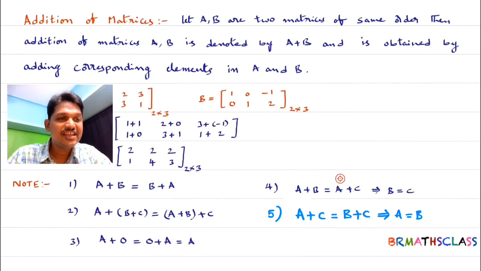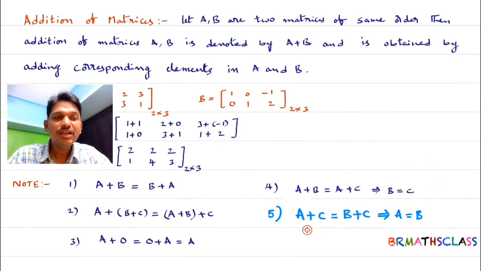Here A is there, here A is there. A plus B equal to A plus C. In this result, left cancellation law holds good. That means when I take A to this side, A minus A will become 0 matrix. So, A plus B equal to A plus C, then I can write B equal to C.